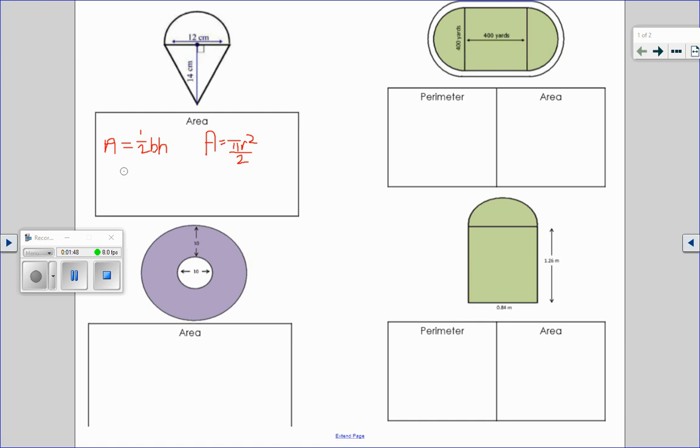For our triangle, you should have realized that you have 1/2. The base is the entire base. So this whole thing, I don't want half of it. I'm not looking for a right triangle. The entire base is 12. And the height is going to be from the base to the top, not the slanted part, is going to be 14.